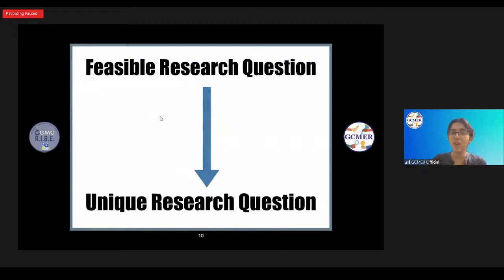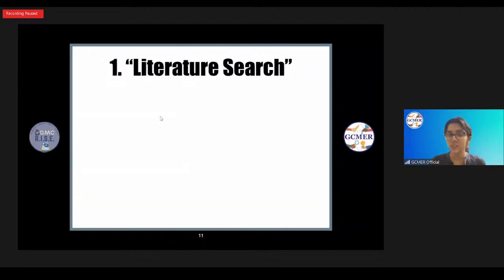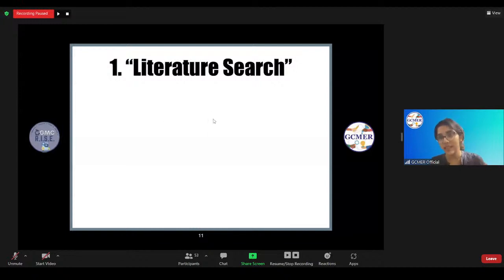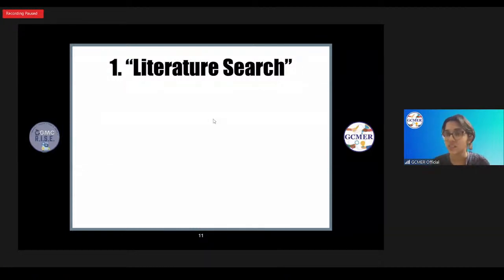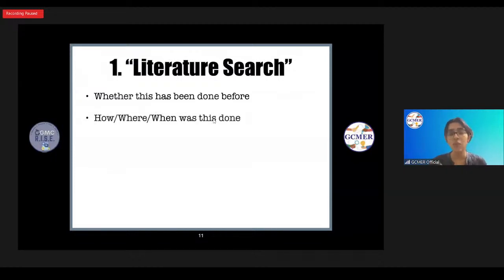So now how do we go from a feasible research question to a unique research question? The answer to that is manifold. The first part being a literature search, right? And what role does this literature search play in your research? A literature search basically helps you answer the basic questions like whether this has been done before, how, where, when this was done.